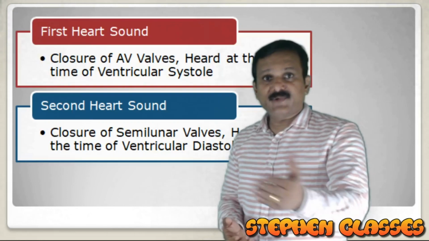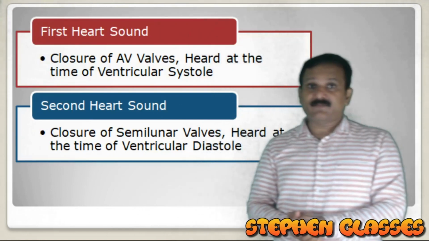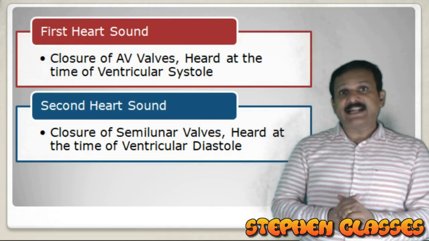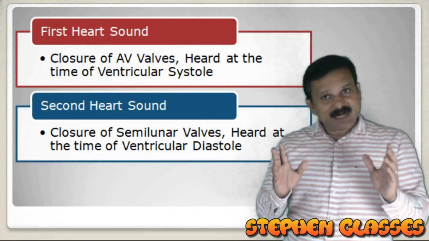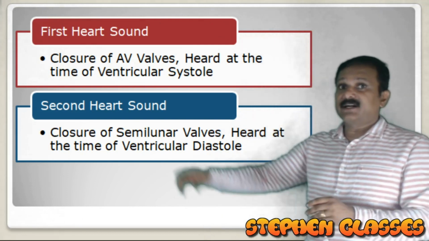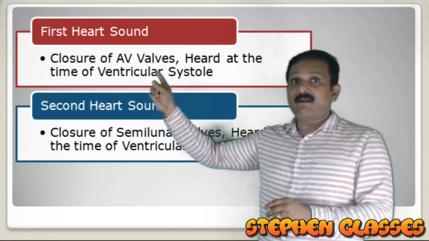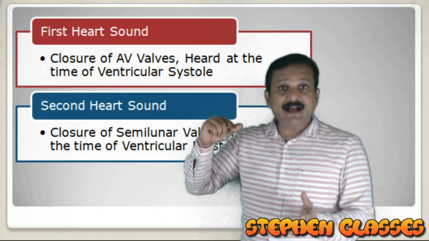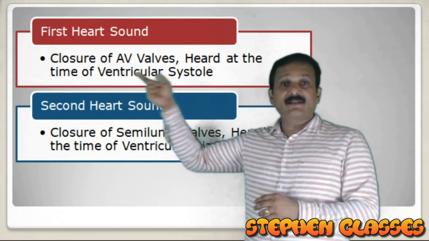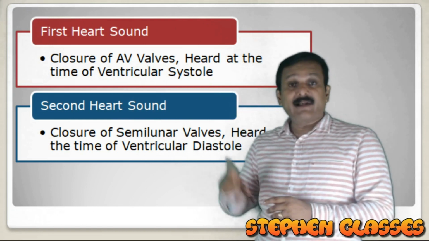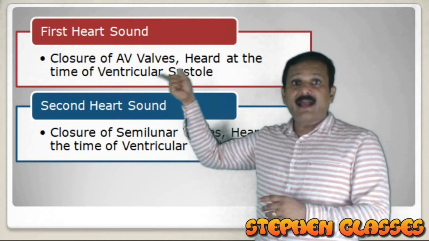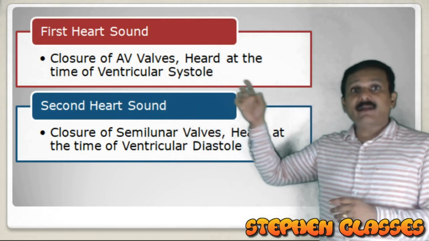Now we move to our next question. This is about the heart sound. Regarding the heart sounds, you have 2 heart sounds in your NCERT book to learn. One is the first heart sound and other is the second heart sound. The first heart sound is heard due to the closure of the AV valve. What are AV valves? The right AV valve and the left AV valve. So by the closure of the AV valves, you can hear the first heart sound. What is that? Lub. So the lub sound is heard by the closure of the AV valve, and it is heard at the time of ventricular systole.